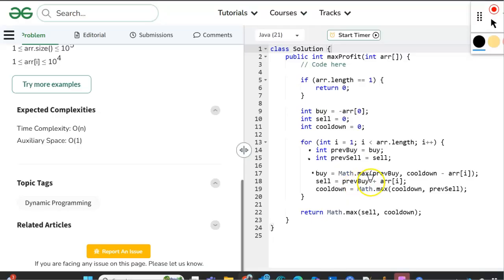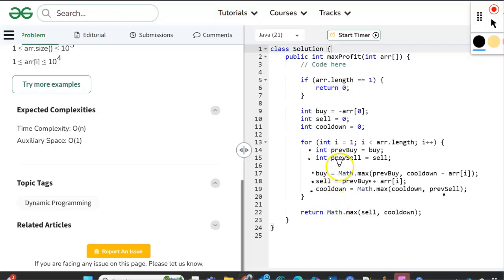But to update sell, we need the previous buy value, so we have to save it before we overwrite it. Same thing here on the sell. We need the previous sell value for the cooldown computation, so we got to save it. We don't need to save the cooldown because the cooldown is the last thing. There aren't any additional computations after we update the cooldown.